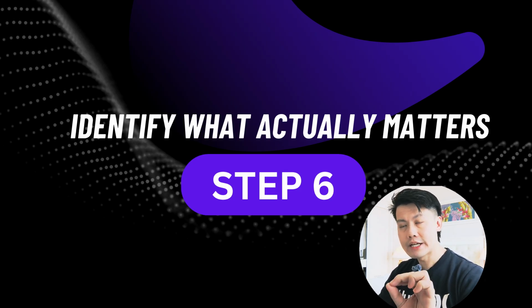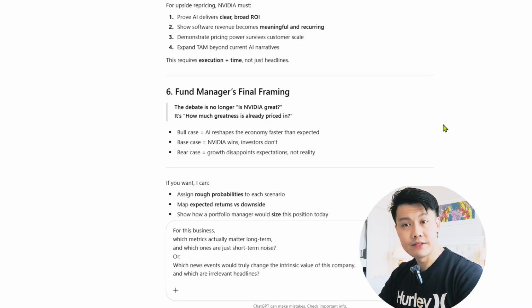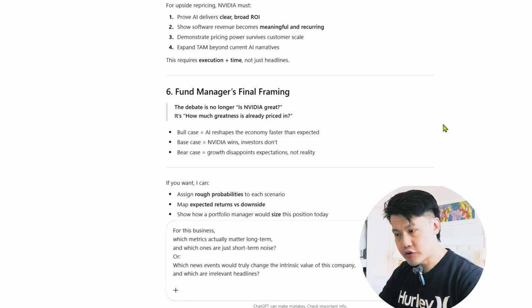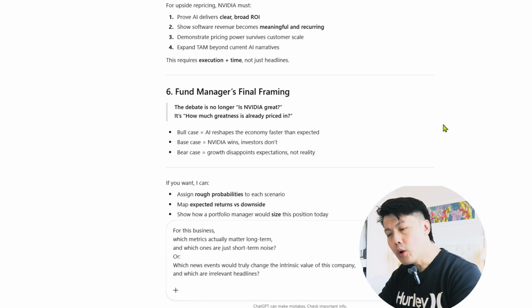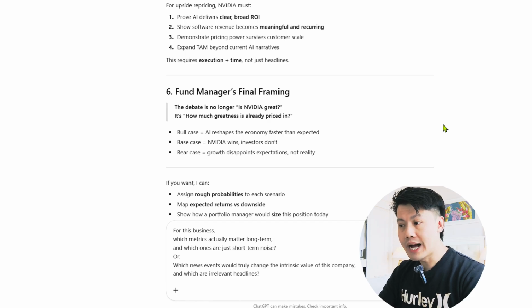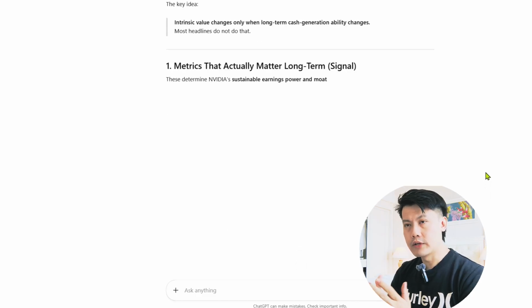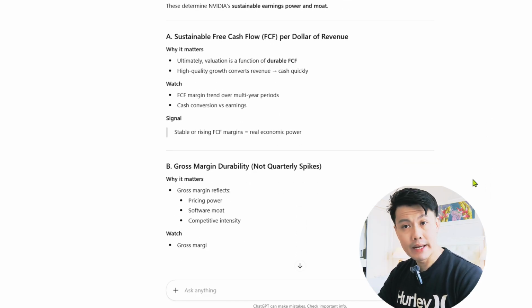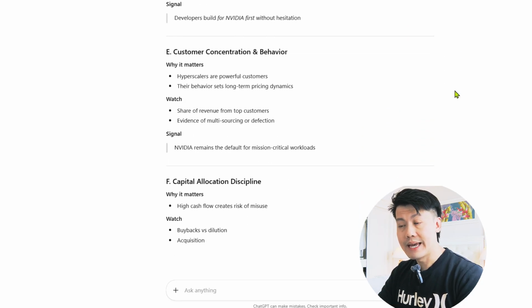Most of it does not actually change the business at all. So instead of reacting, ask this: for this business, which metrics actually matter long-term and which ones are just short-term noise? Or which news events would truly change the intrinsic value of this company and which are irrelevant headlines, right? So this helps you ignore the noise, ignore the hype, ignore the panic, and you only focus on the real business and not noise.